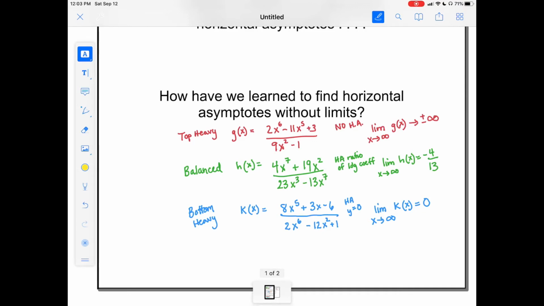So there are three conditions that can take place. Let's look at this first one. That's when our function is top heavy. So that just means when the degree in the numerator is larger than that in the denominator. So if I looked at this first example, g, I can see that the numerator highest power is 6. So is degree 6, denominator is degree 2.